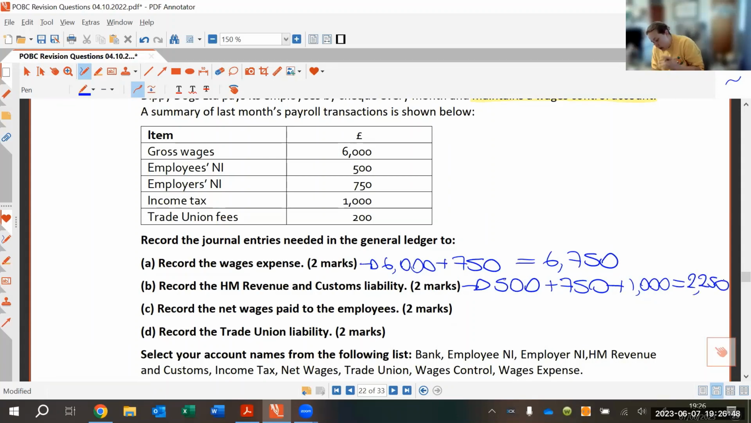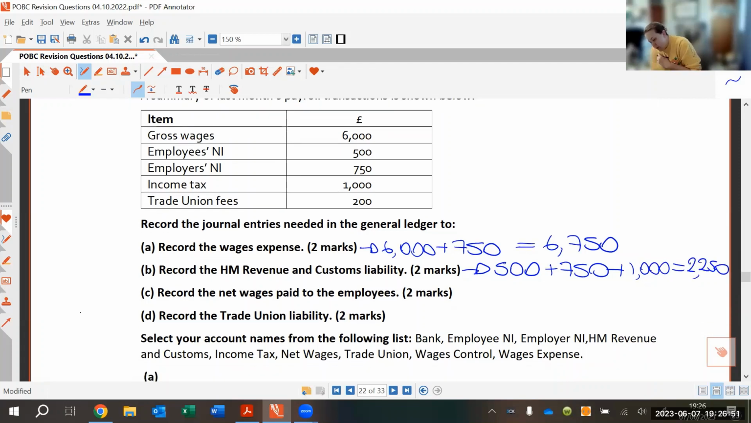Yeah. Next one is the amount that's going to go to the employees, the net wages. What do we do with this one? We'll start at the top. We know we need those gross wages, don't we? We've got quite a few things for this one. Yes, spot on, well done.